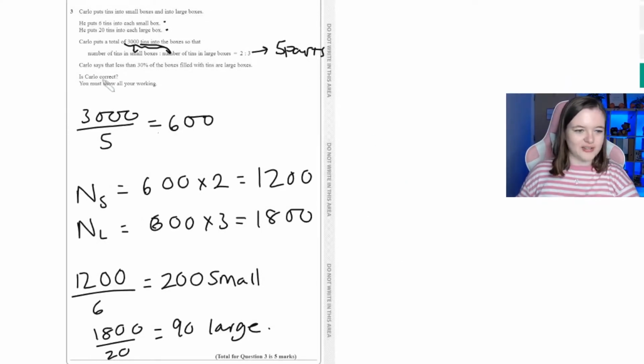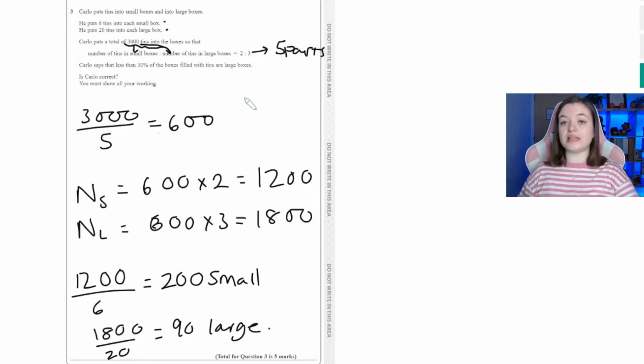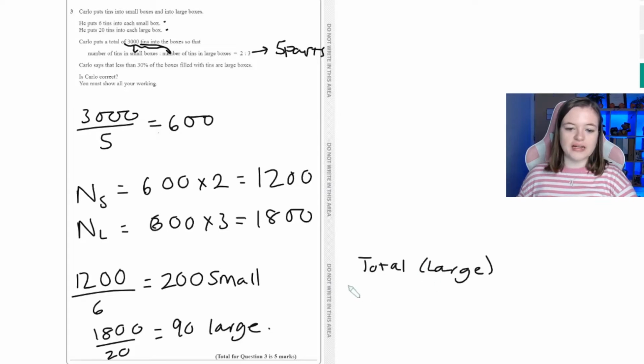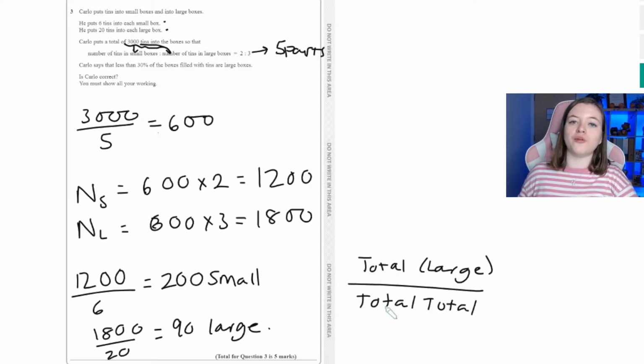Right, and then Carlos said, so lots of things in this question, isn't there? So Carlos says that less than 30% of the boxes filled with tins are large boxes. So we need to find what percentage of all the boxes that he's filled are large boxes. So to find a percentage, we need the total number of large boxes divided by the total number of boxes, then times 100. That's how we do percentages.